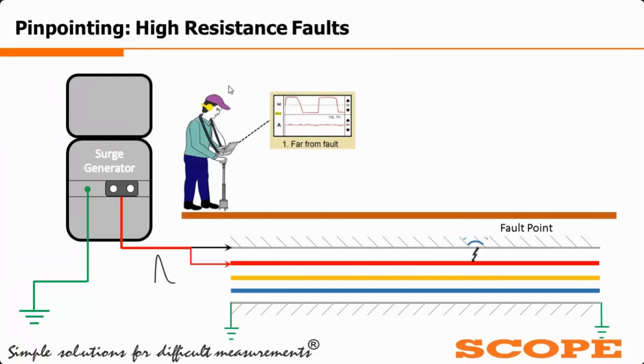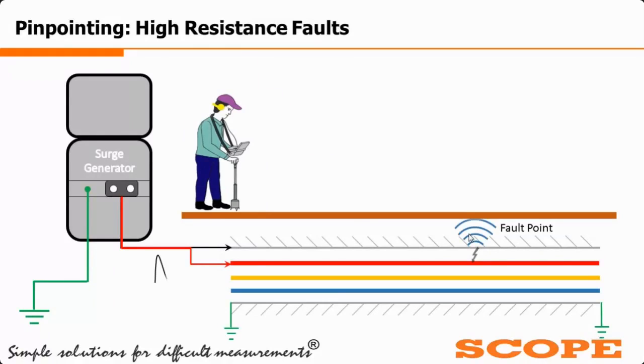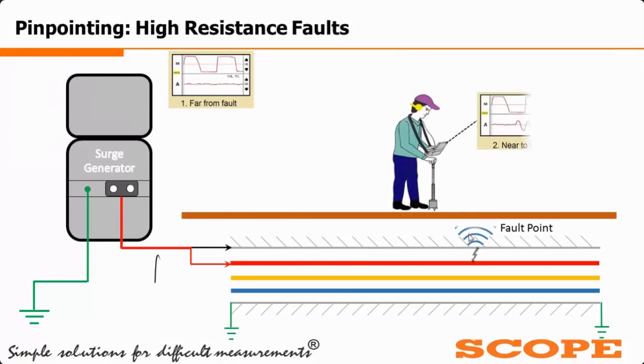And we have also provided headphones for listening to this fault breakdown sound, so that we can easily pinpoint the fault location. So let us consider the user is moving towards the fault. Whenever the user is near the fault, the acoustic signals start being received by this receiver, so we can easily know that we are moving towards the exact fault location.